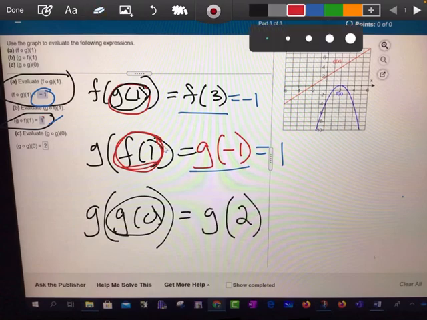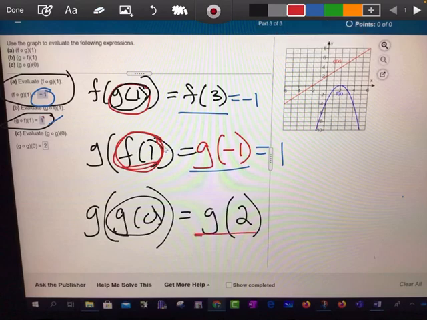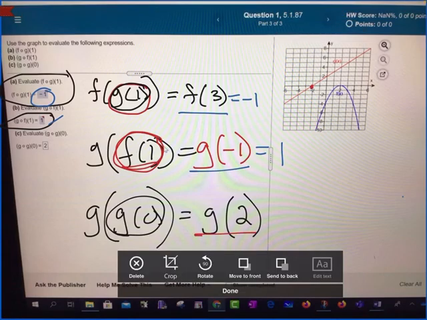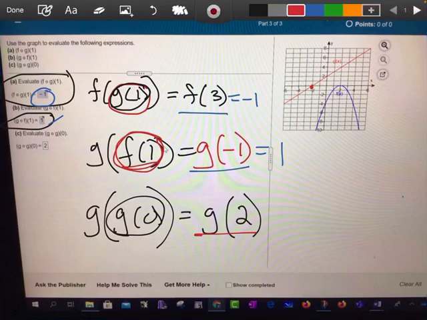Now I'm going to come back again, and I'm now going to say, look, we want to find g of 2. So I'm going to go to when x equals 2. And if you notice, I'm already hitting the g graph. We're already right there. That number happens to be 0.